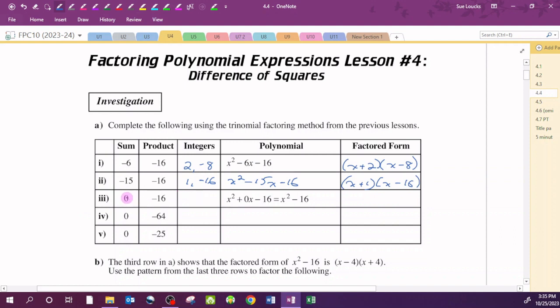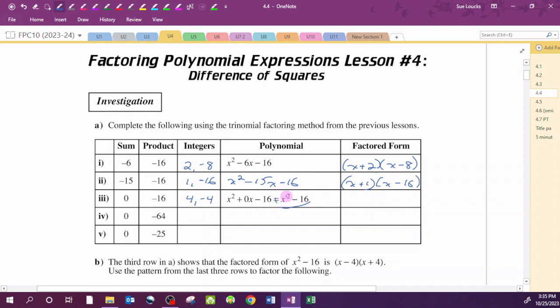Well, the sum can only be 0 if our product is negative, because the integers that we factor to are going to be the positive and negative version of the same number, because then 4 plus -4 equals 0. So if we were to write it in the regular trinomial form, it's x squared plus 0x minus 16, and then we simplify that to x squared minus 16.